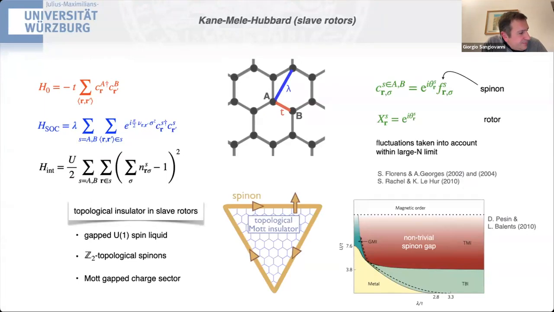So I see the slave rotor as a nice way of linking the zeros of the Green's function that we have been discussing recently with the established understanding of spinons in quantum spin liquids. So that's somehow a link that we make. They are not the same, as I showed, but they have the same topology. That's the point. Yes, thank you very much.